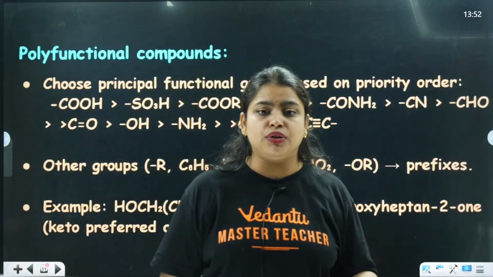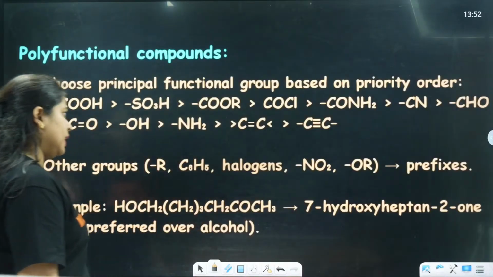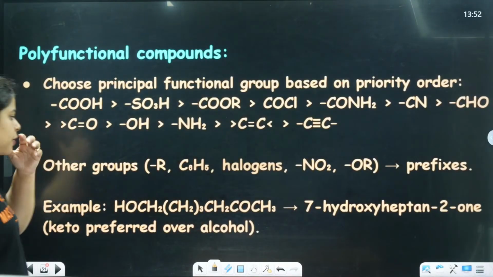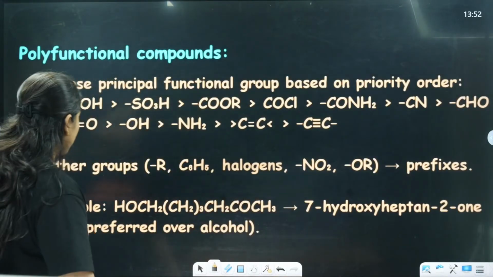If you remember the priority order, it will be easy for you to understand, okay. So this is the best option you people can do. Next, other groups are going to be what? R, C6H6, halogens, NO2, OR. These are all prefixes.